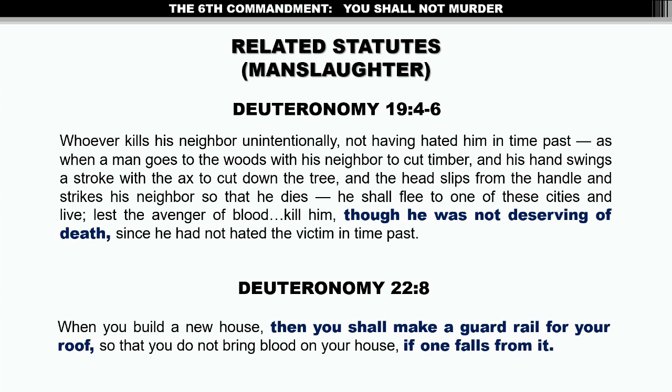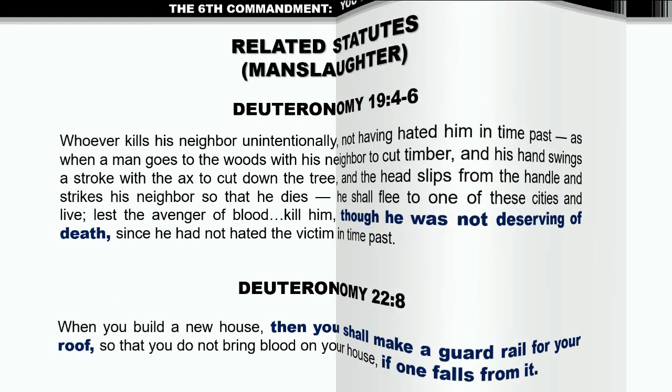Now, we also read in Deuteronomy 22:8 a building code that God gave to protect from accidental death. "When you build a new house, then you shall make a guardrail for your roof." Now, we know in ancient times that people had flat roofs and often would spend time upon the roofs. So not having a railing could actually lead to an accidental death.